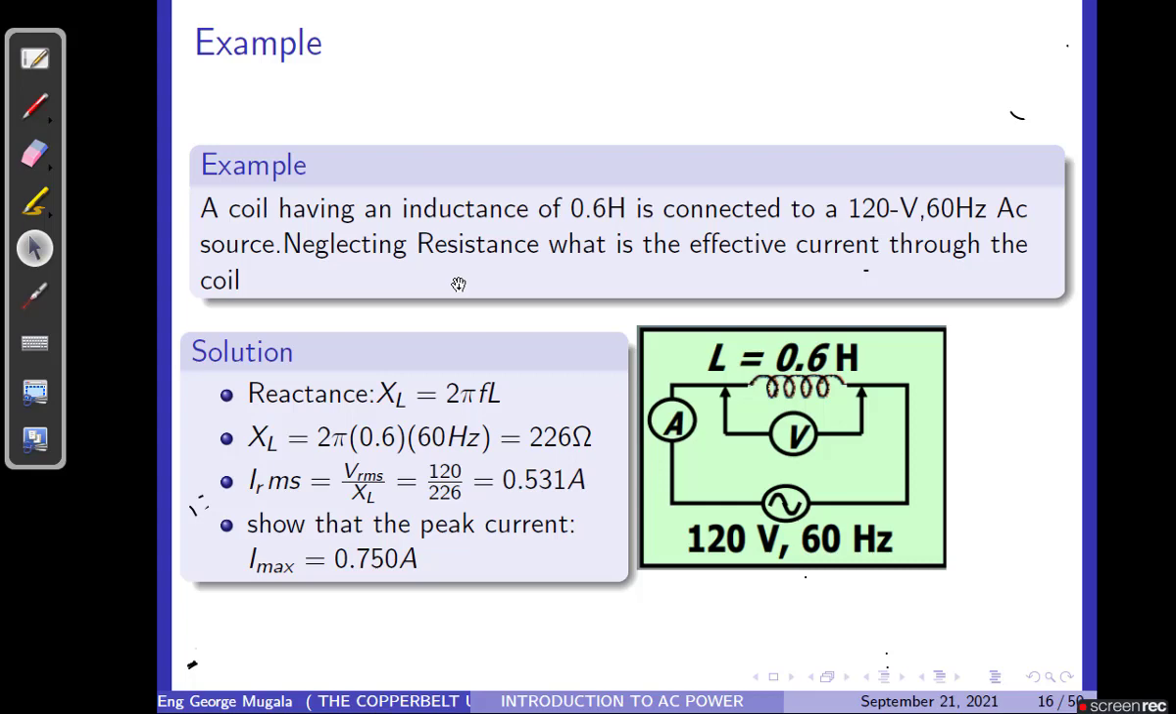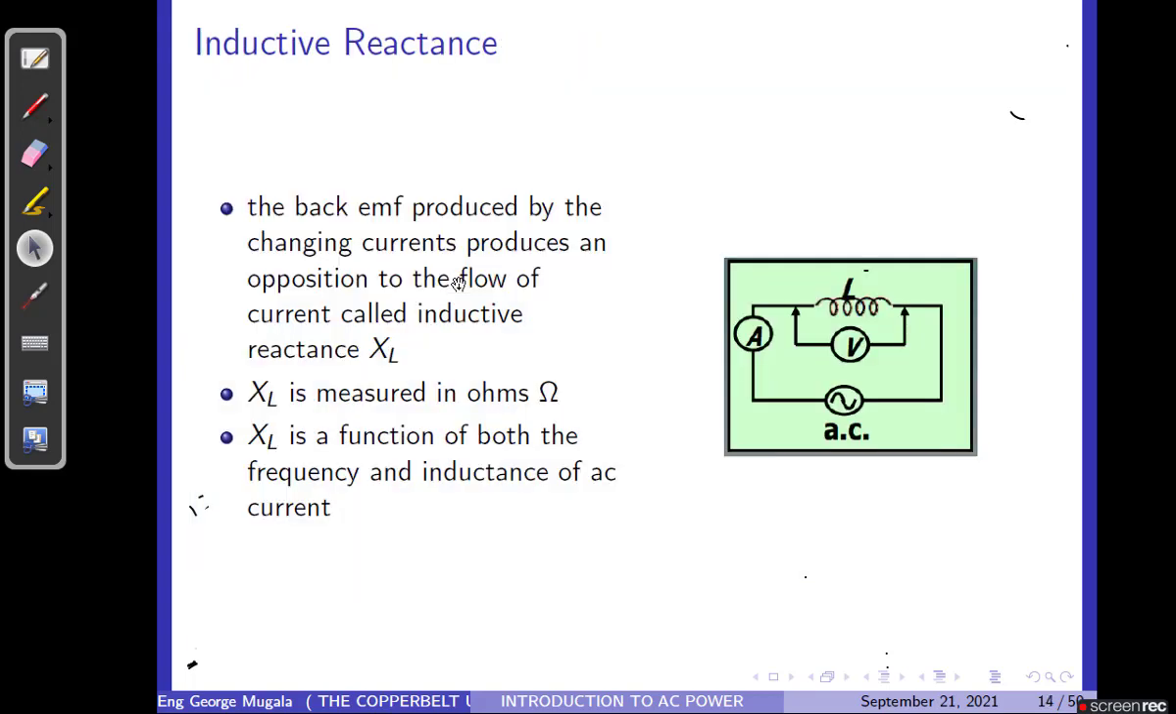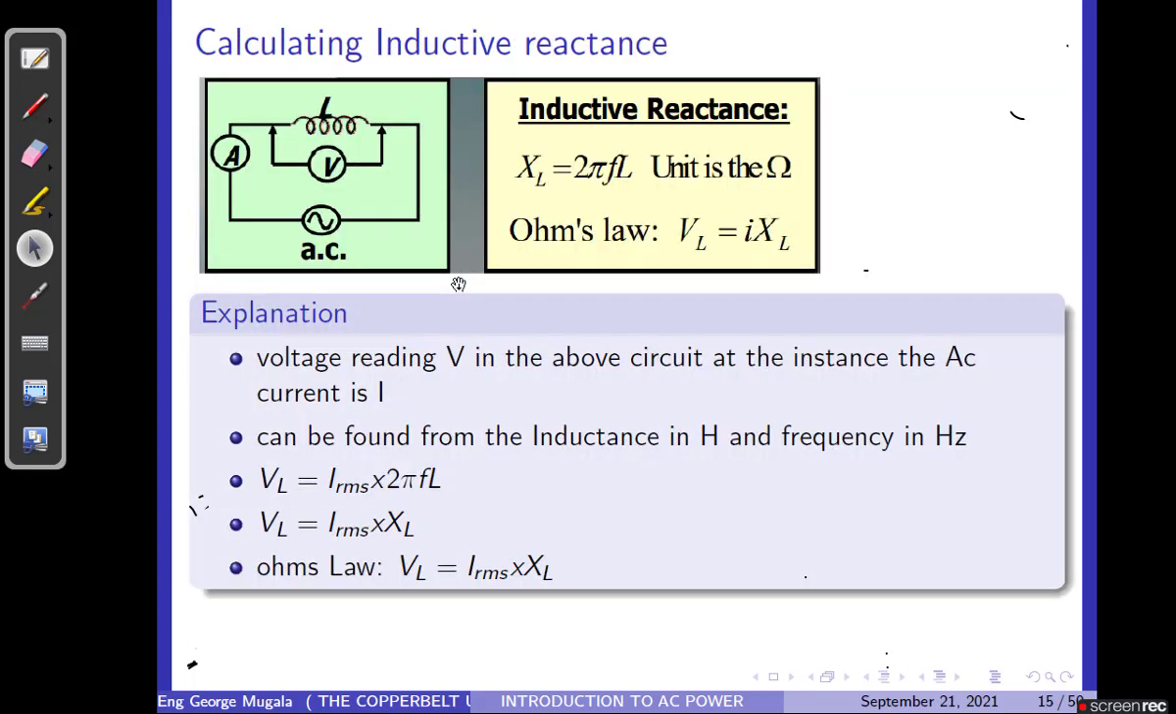Now here's the point that I want you to understand. Here's an example of how we do the calculations. Calculating inductive reactance: I gave you this formula. I said XL is 2 pi FL, and the units are in ohms. So if we are applying Ohm's law, the voltage across the inductor, VL, is equal to the IRMS times the XL. So that becomes the Ohm's law.